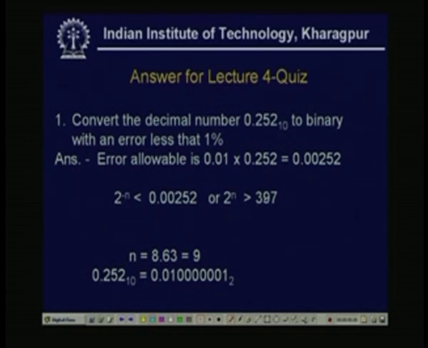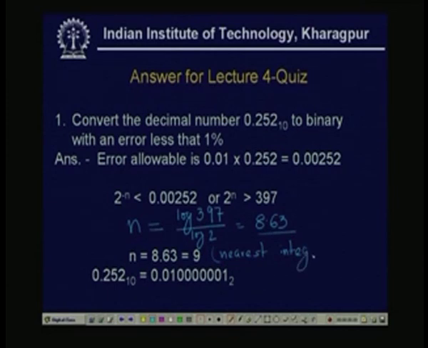So 2 to the power minus n is less than 0.00252, which can be written as 2 to the power n greater than 397. From this expression we can get n if I take the log on both sides, so n is log of 397 divided by log 2, and this value is equal to 8.63. As n is the number of bits, it should be an integer, so we take the nearest integer, which is 9.